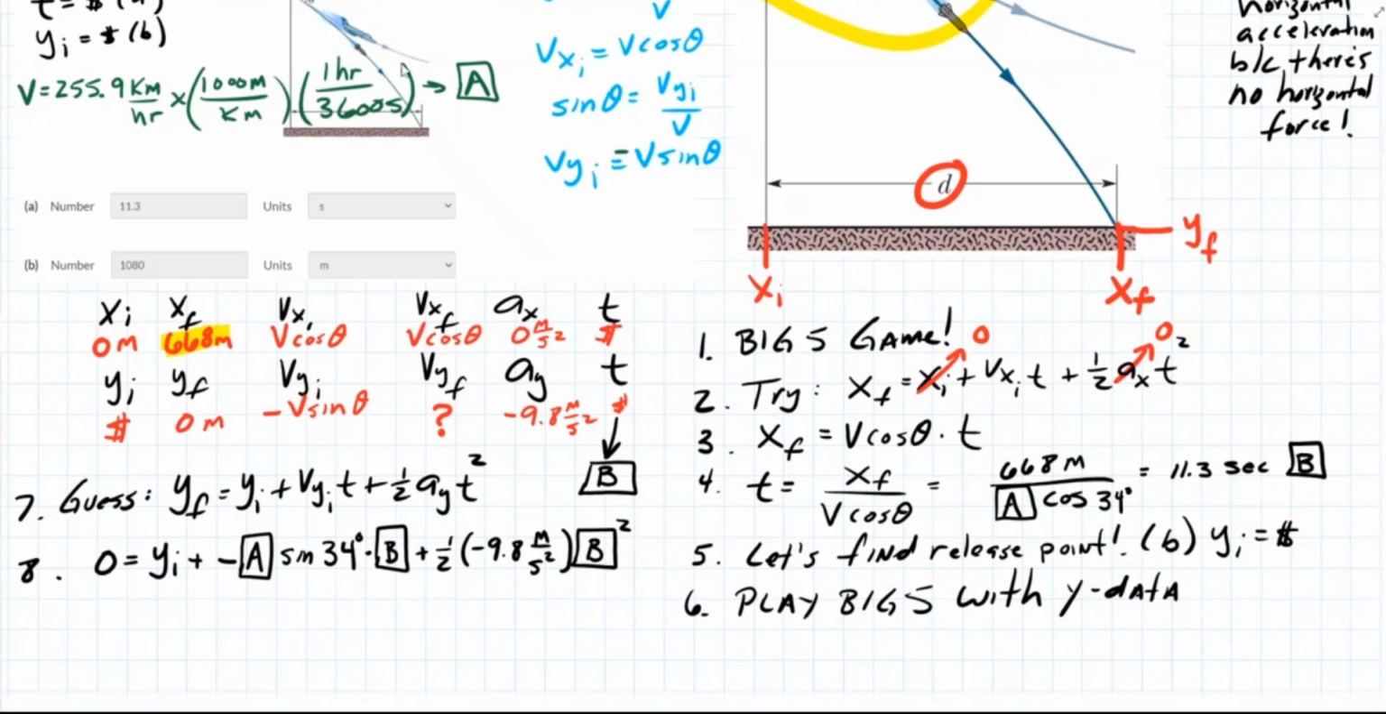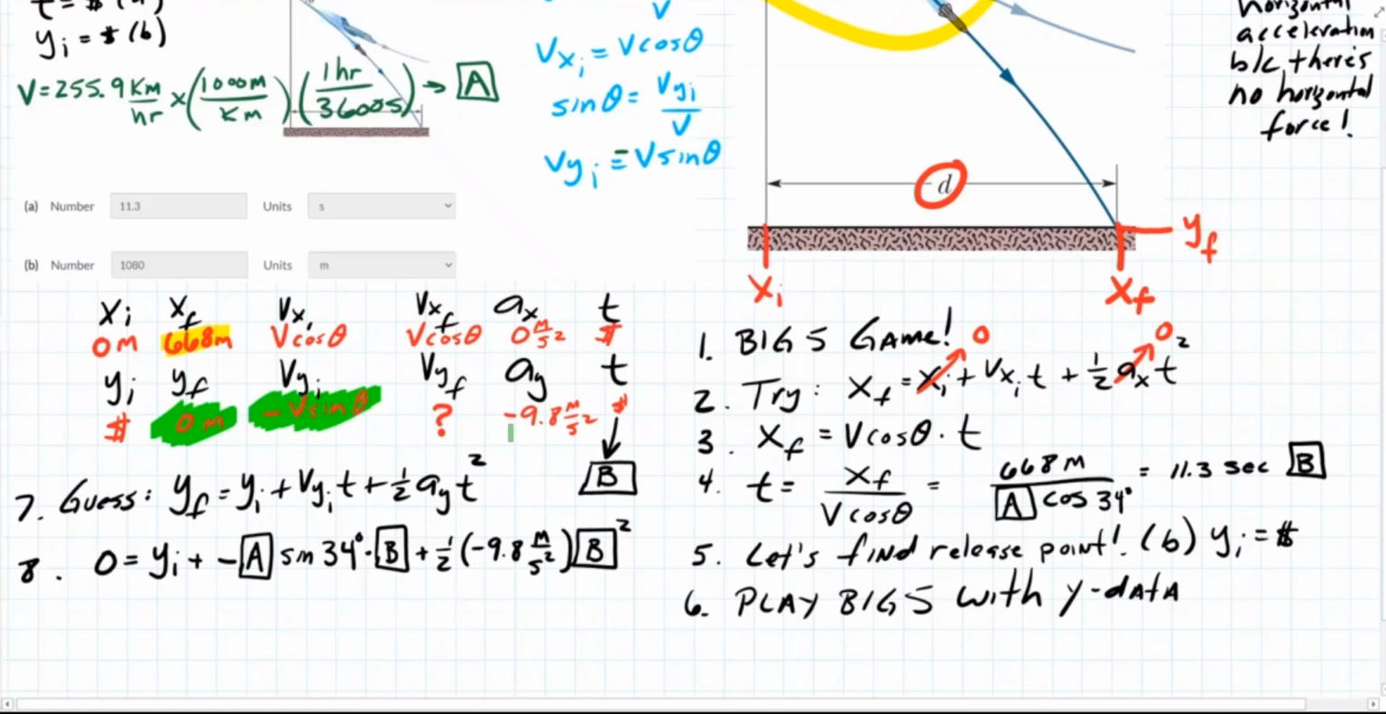Let me just do a sanity check. Y final is 0. Y initial is the unknown. Vy initial is negative V sine theta. Is that still sitting there in my memory location? It is. Times time, and time is sitting there in memory location B. Okay, I think this is good to go. Let's try it.